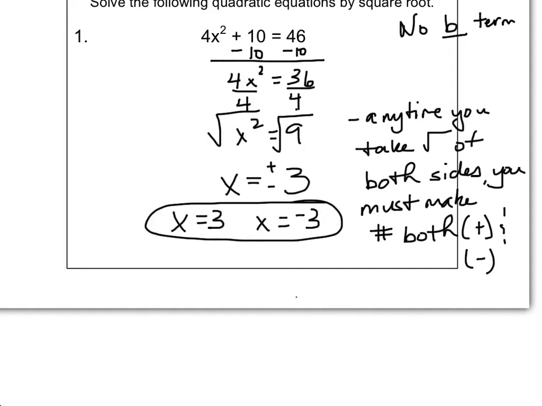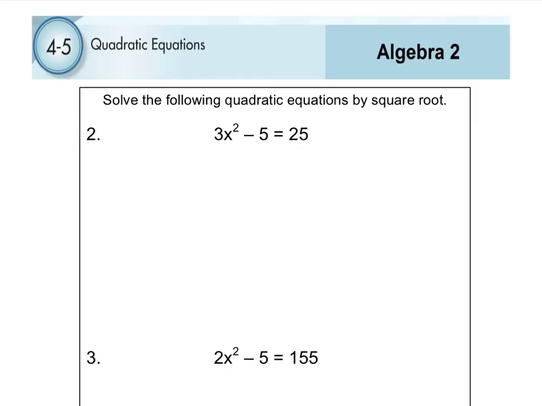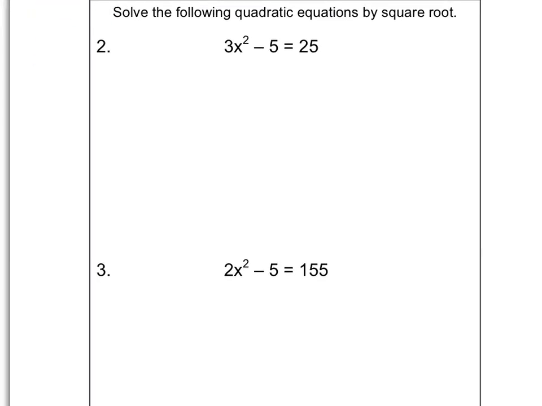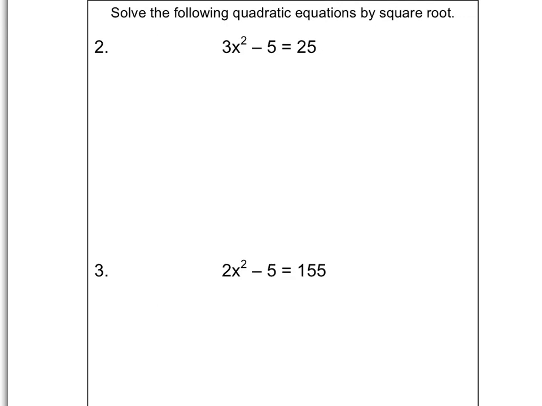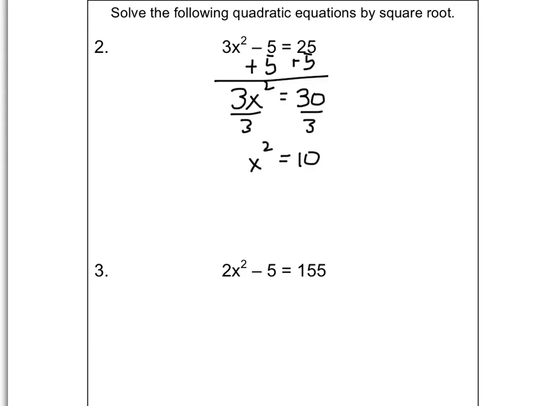All right, let's take a look now at an example on this set. 3x squared minus 5 equals 25. Again, you don't see a middle term, so we're going to get everything away from that x squared. 3x squared equals 30. Divide by 3, and x squared is 10. Now I'm going to take the square root of both sides. Is 10 a perfect square? No. Are there any perfect squares that go into 10 as you look down your diagonal list? There aren't. So now x is going to equal positive and negative square root of 10.